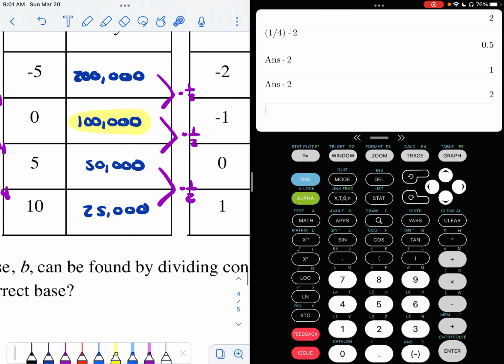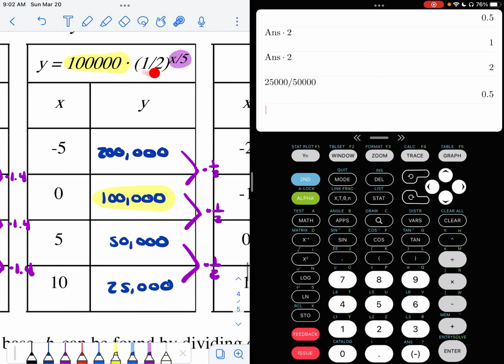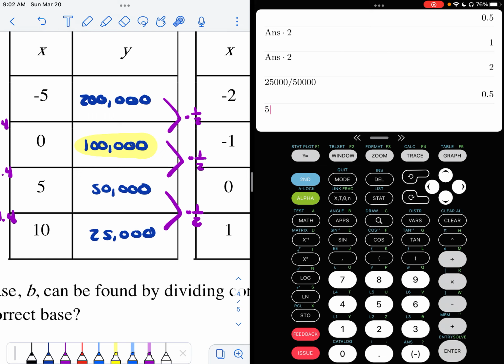If I can get my calculator to pull up. So if I were to take, for example, let's look at this one right here. If I were to take 25,000 and divide it by the number before it, 50,000, then I get 1/2, which was the base of my equation. Or if I were to take 50,000 and divide it by the number before it, I would get that 0.5 again. So if you're ever looking for the base, just take a y value, divide it by the y value before it, and you can find what your base is.